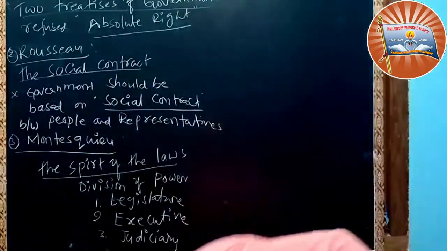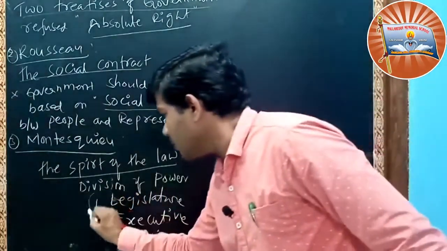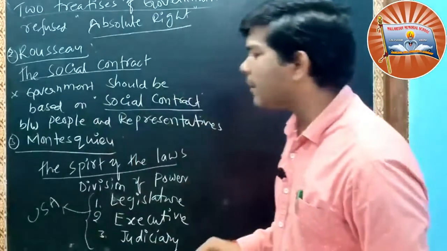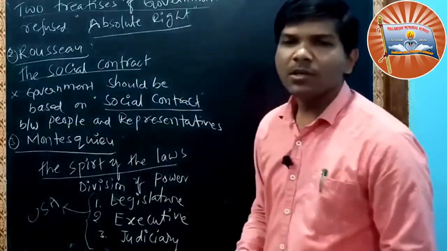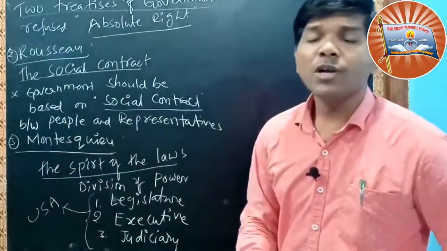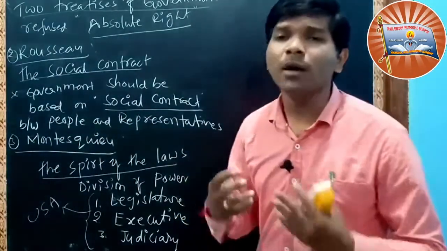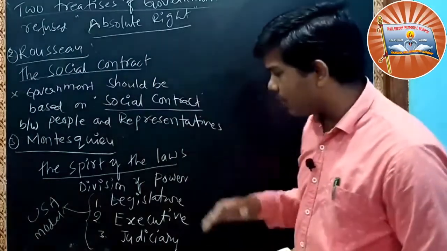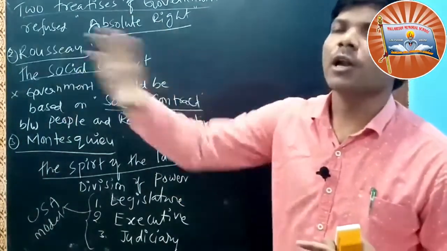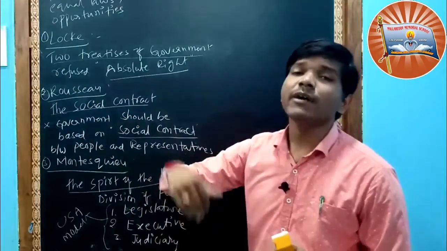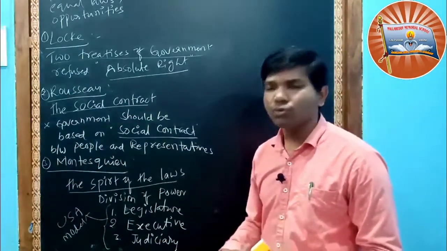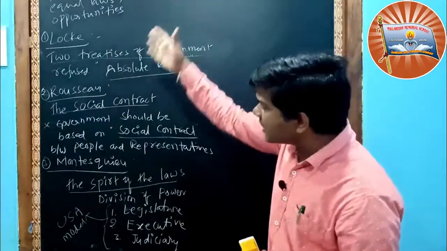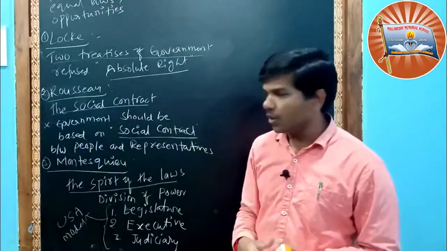This kind of division of power was established in the USA. Montesquieu proposed that since the USA is following the division of power, why can't we? We need the USA model of government. Legislatures have to make the laws, executives have to implement the laws, and the judiciary has to supervise the legislature and the executive. So these are the important ideologies of this trio, these three important philosophers.